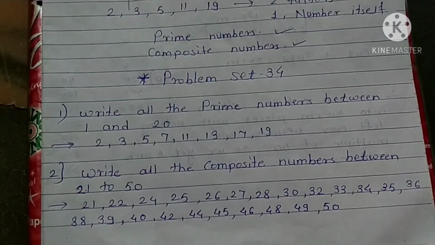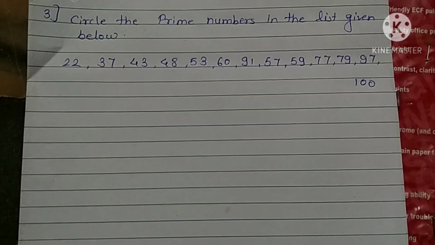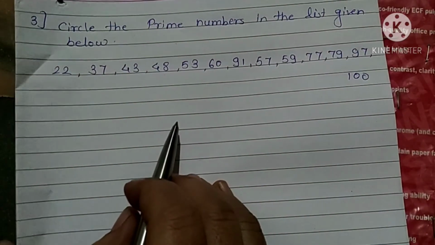Okay. Now let's see the next question. Now see the third question. Circle the prime numbers in the list given below. Some numbers are given. From that we have to find out which are the prime numbers, and we have to circle those numbers. Okay. So let's see how to solve. Here some numbers are there. From that we have to check the prime numbers.